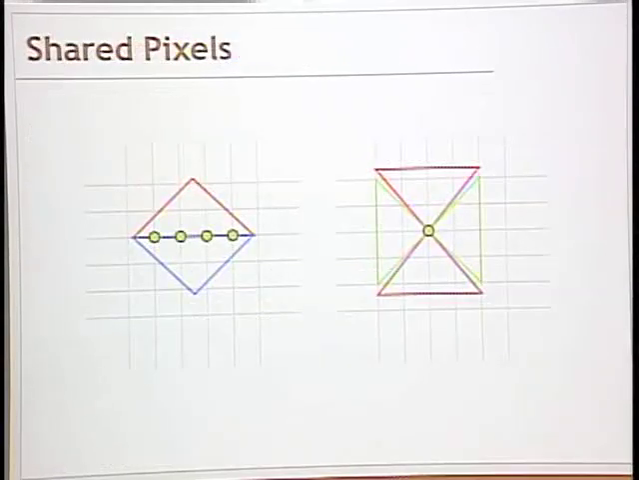But it gets a little more complicated. Here I'm drawing two triangles on the left. A red triangle and a blue triangle.